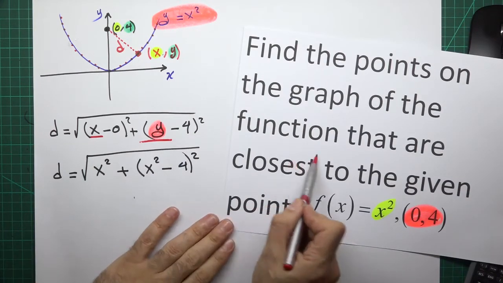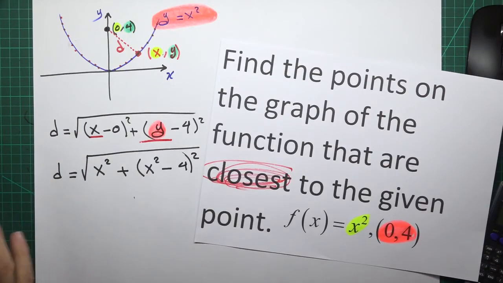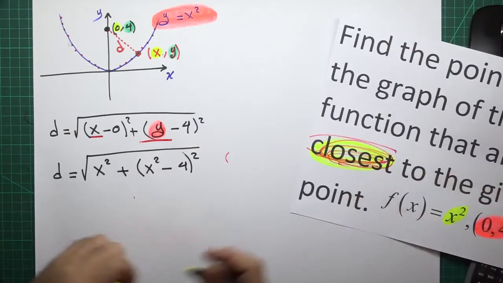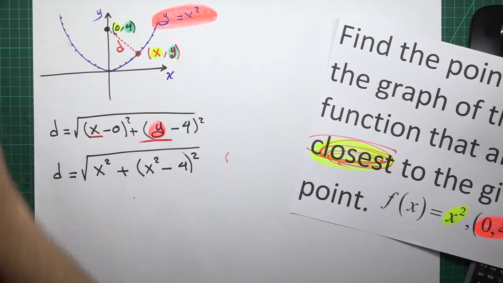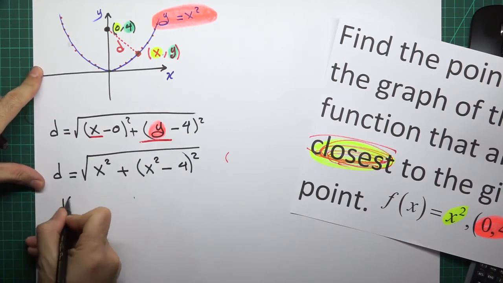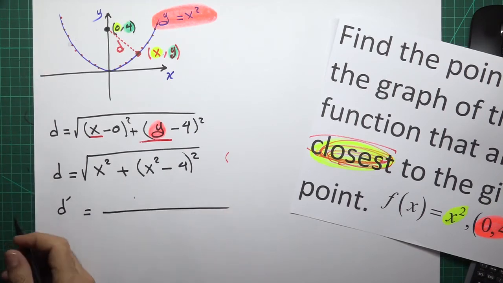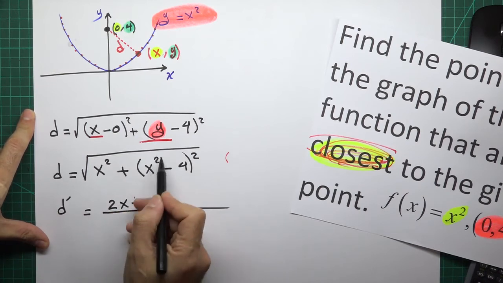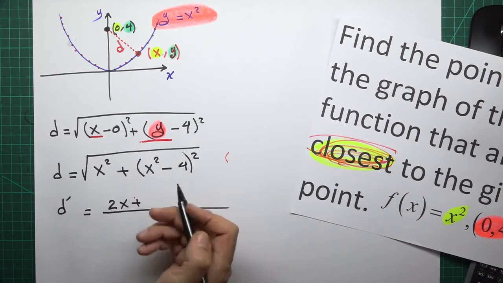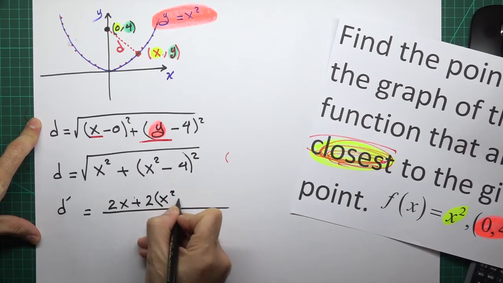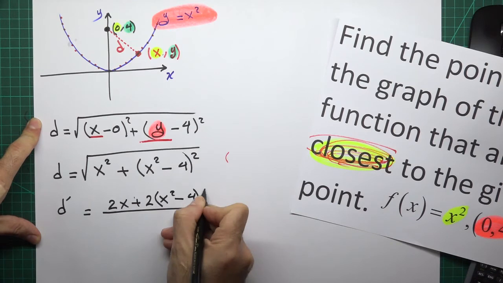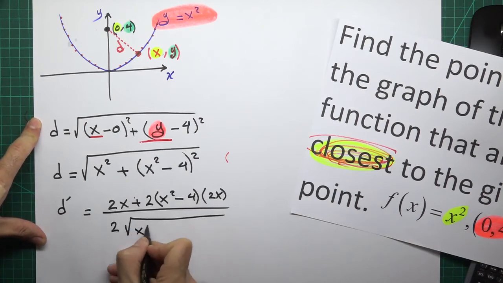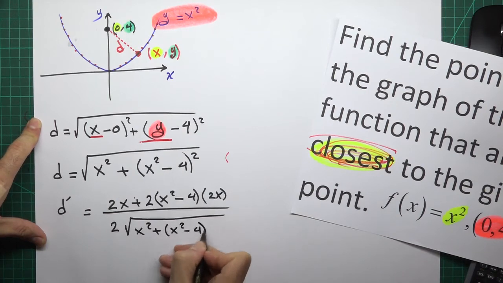طبعا إذا بتلاحظ هون لما بيقول closest here I have to minimize the distance. Okay, so how to find the minimum value of d. Firstly I have to find d prime. خلينا نكون شوي صبورين. d prime equals، طبعا لازم نكون نعرف derivatives. What's the derivative of x squared? 2x. طيب كيف نعمل derivative لـ (x squared minus 4) to the power of 2؟ طبعا لازم نستخدم ما يسمى بالchain rule. الـ 2 بتنزل، بعدين بضل عندي x squared minus 4 كلها multiplied by 2x اللي هو the derivative of this function, over 2 times the same square root.